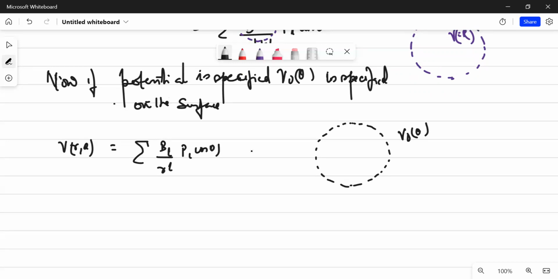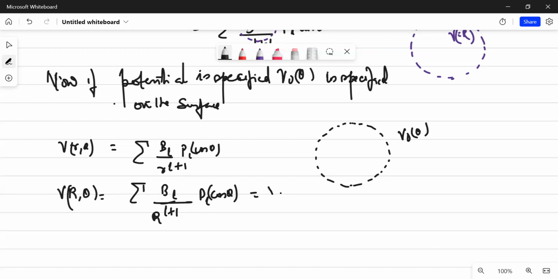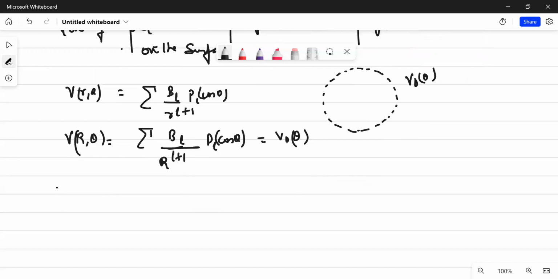Now the continuity condition gives me that the potential at R is the summation of BL upon R raised to power L plus 1, times PL cos theta, which equals V naught theta. Now I will multiply both sides by PL dash cos theta sin theta and integrate from 0 to pi. As I mentioned in the previous lecture, it will only give a non-zero integral, that is 2 upon 2L plus 1, if L is equal to L dash.